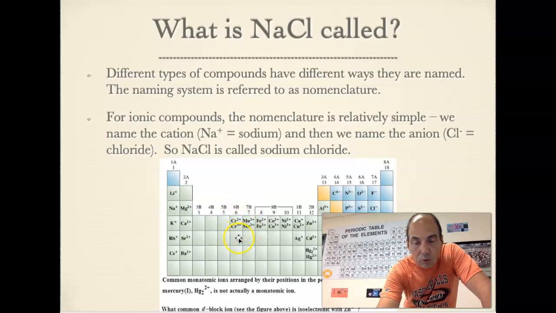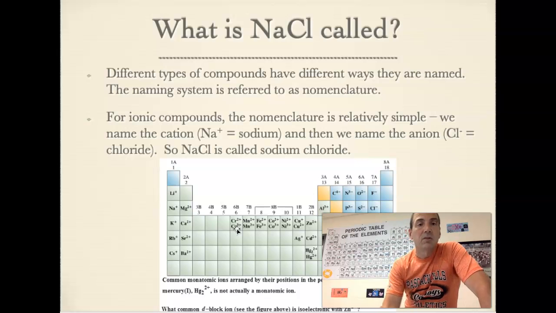So just to point out one, for example, here, look at chromium. I see Cr2 plus and Cr3 plus. Cr2 plus would be called chromium 2. Cr3 plus would be called chromium 3. Okay, the Roman numeral indicates the charge.